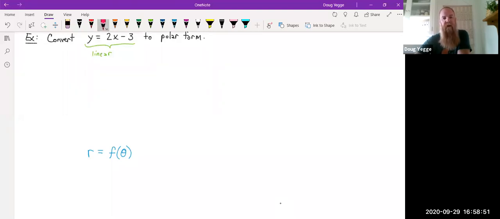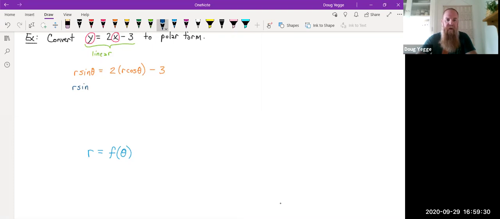So let's start off by recognizing what we're given. We're told that y is here and x is here, and we know that x is r cosine theta and y is r sine theta. So we could rewrite this as r sine theta is equal to 2 times r cosine theta minus 3. And so although this is already in polar form, it's not the best form because we haven't solved for r. So anytime you see r on both sides of the equation, you just have to simply move those terms around.